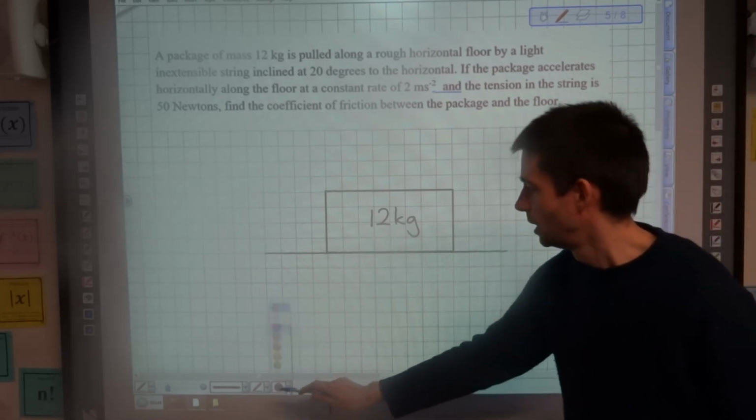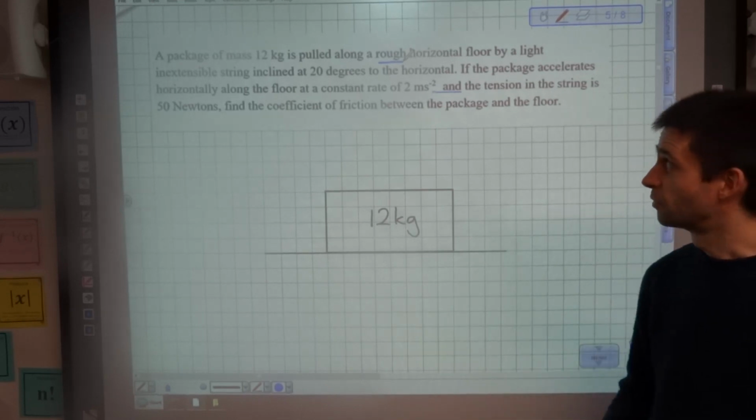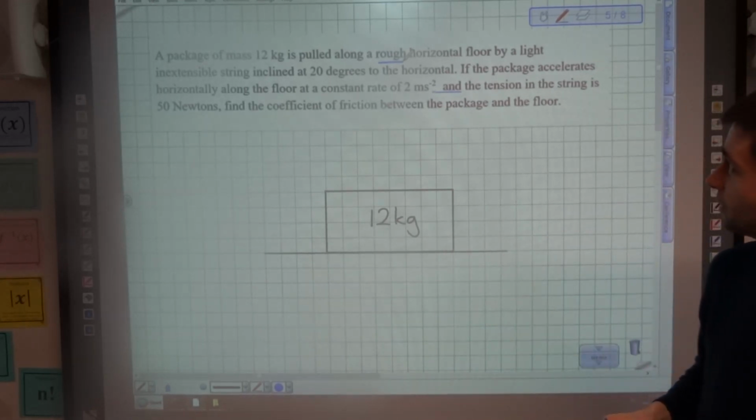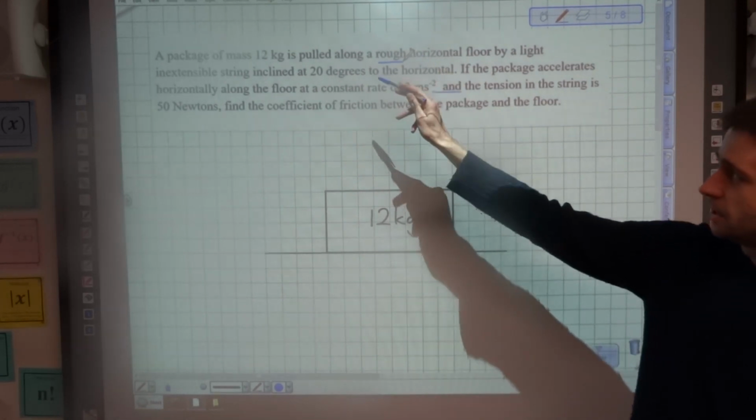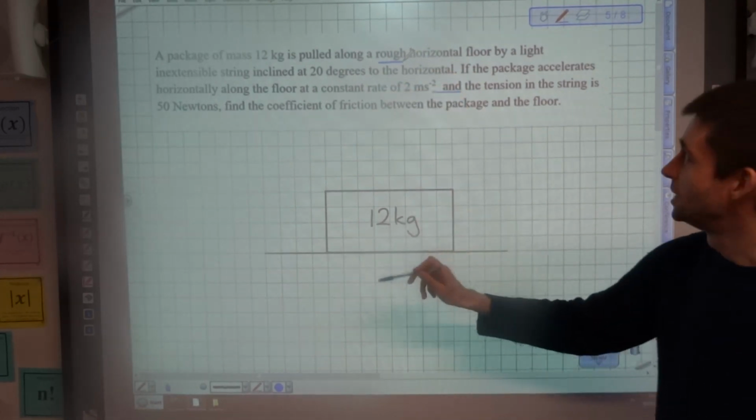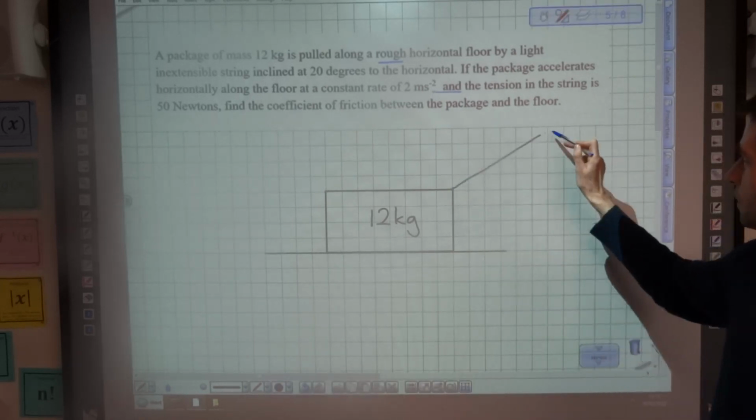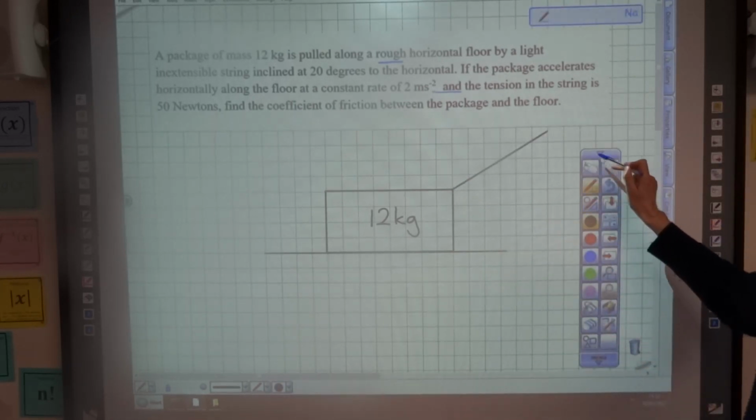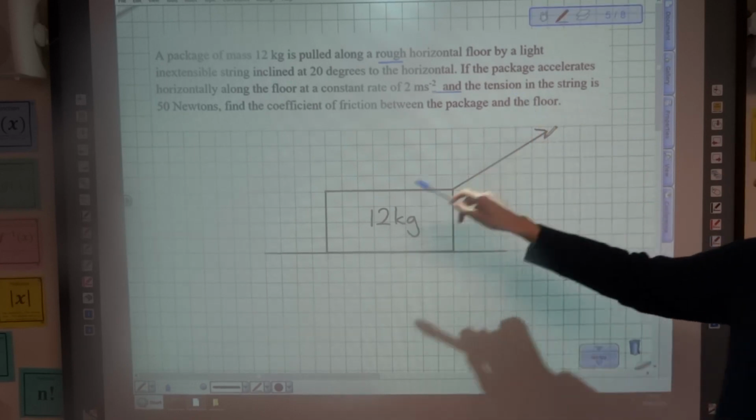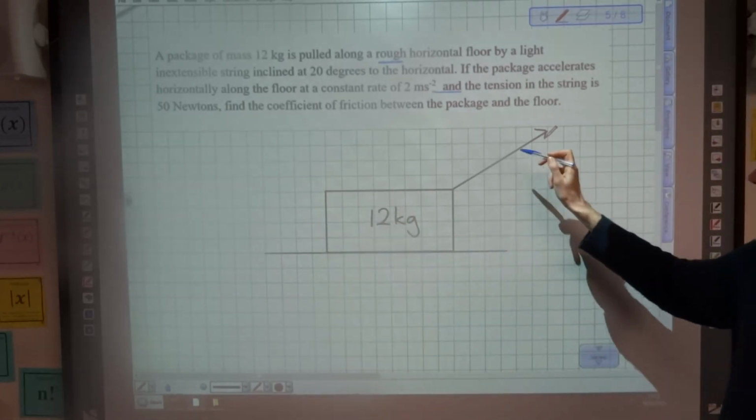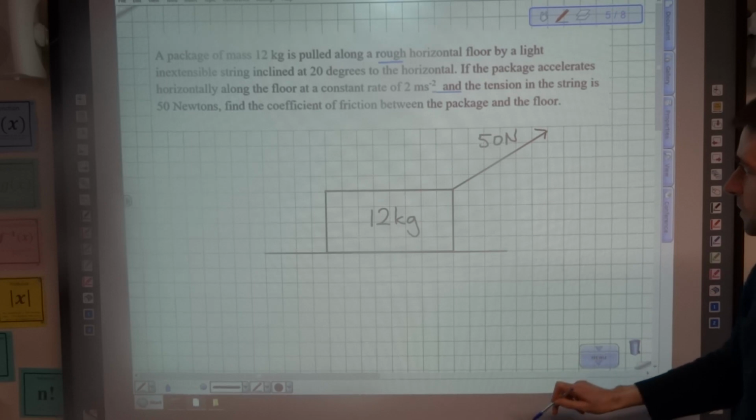Right, okay, so first off, we have that it's a rough horizontal floor, implying that there's going to be some friction that we're going to have to find. And we also have a light inextensible string inclined at 20 degrees to the horizontal. So let's draw that on to start with. There's my light inextensible string, and that has a tension of 50 newtons. So I'm going to label this force with 50 newtons.